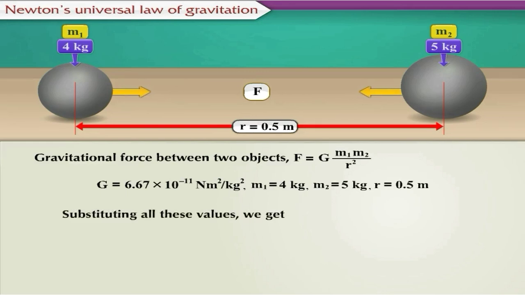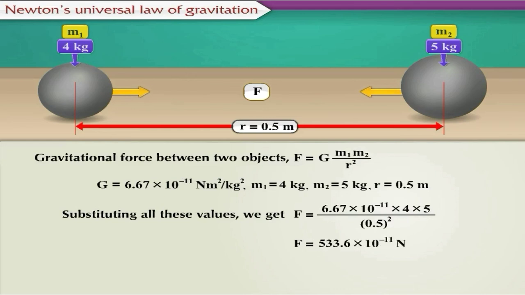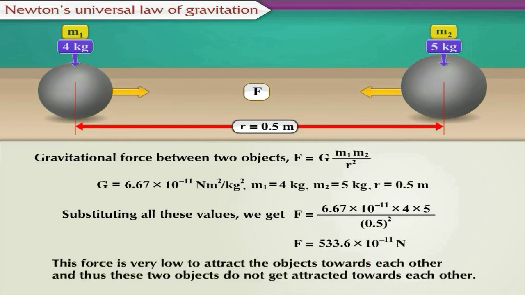Substituting all these values, we get F is equal to 6.67 into 10 raised to minus 11 into 4 into 5 upon 0.5 square. Therefore, the gravitational force between the two objects, F, is equal to 533.6 into 10 raised to minus 11 Newton. This force is very low to attract the objects towards each other. Now you must have surely understood why these two objects do not get attracted towards each other.